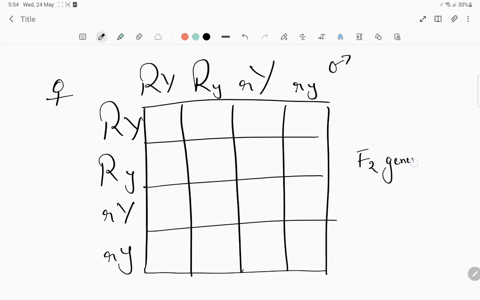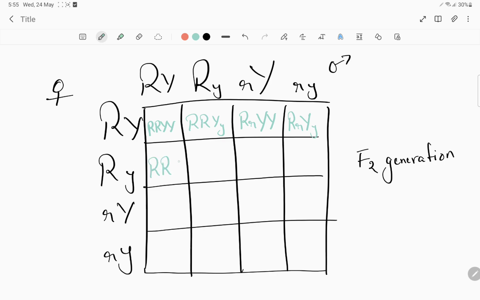So let's see what we get for the F2 generation. Capital R, capital R, capital Y, capital Y. This is one. Capital R, capital R, capital Y, small y. Capital R, small r, capital Y, capital Y. Capital R, small r, capital Y, small y. And in this row, all are phenotypically dominant.